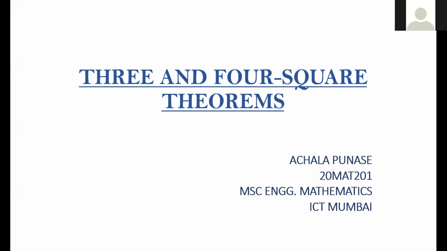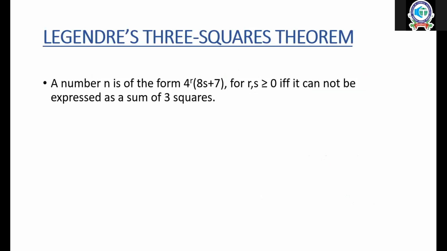Okay. So the general form that we were talking about is what the sum of 3 squares theorem talks about. Legendre's 3 square theorem states that a number n is of the form 4 to the power r into 8s plus 7, for r and s non-negative, if and only if it cannot be expressed as a sum of 3 squares. The examples that we were looking at, 15, 23, 28, 31, it holds for them, right? So we have some intuition, we have some examples, we can try to work out the proof.